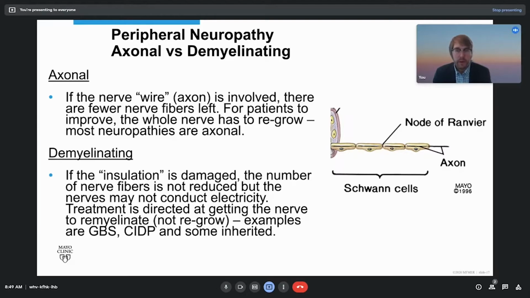But if a neuropathy is caused by demyelination, if the neuropathy problem is focused on the insulating wire around the axon, then the axons are relatively preserved, but they just may not be conducting very well because they have lost their insulation. And so in this case, the treatment is directed on stopping whatever it is that is demyelinating the nerve, and hopefully, in many cases, the nerve can regrow as long as there is a track for it to regrow in.